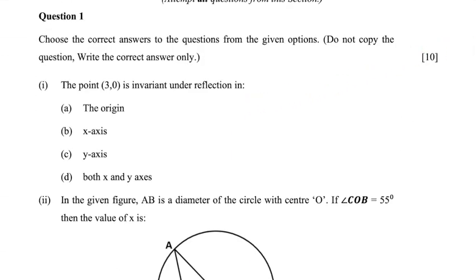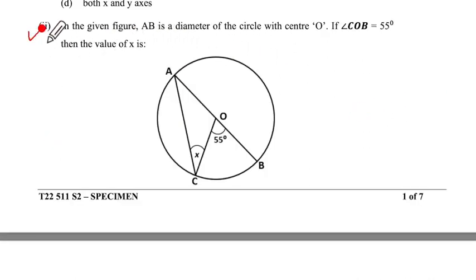Let us look at question number 1. Point (3, 0) is invariant under reflection in... Now (3, 0), if you can't do this mentally, just imagine this point on the coordinate axis. So (3, 0) lies on the x-axis. If we reflect it in the y-axis, it will come here. But if you reflect it in the x-axis, it will remain the same. So it is the invariant point under reflection in the x-axis. Let us come to question 2.